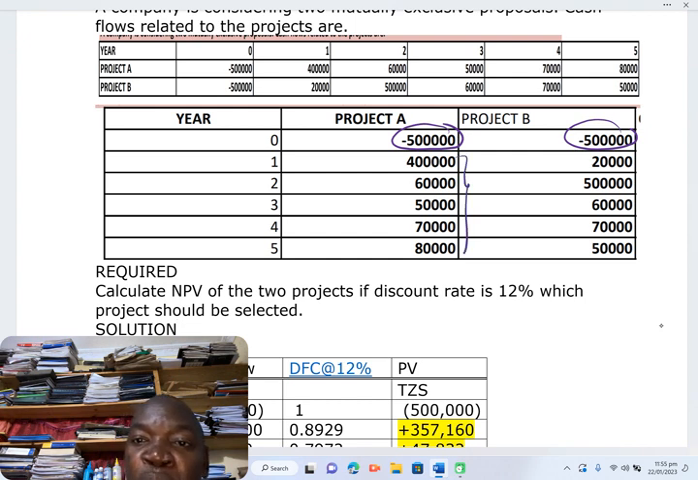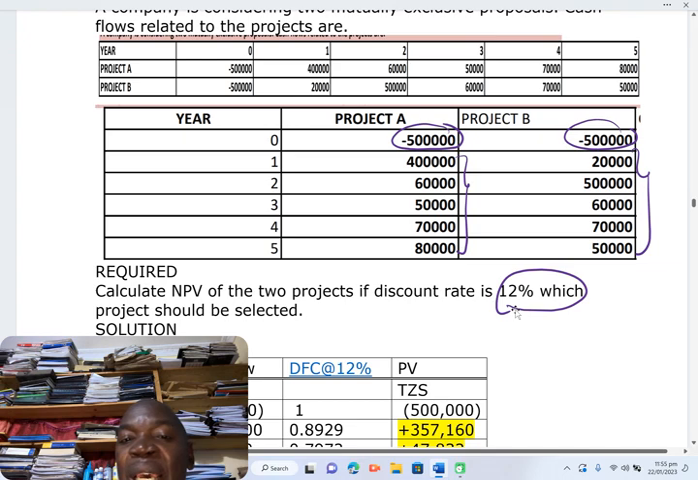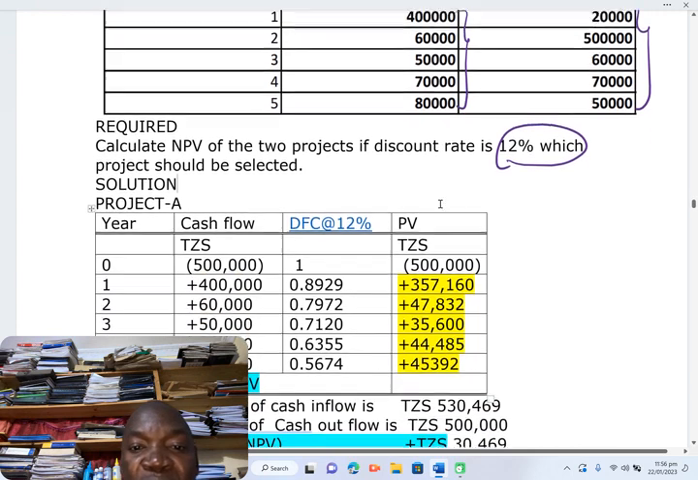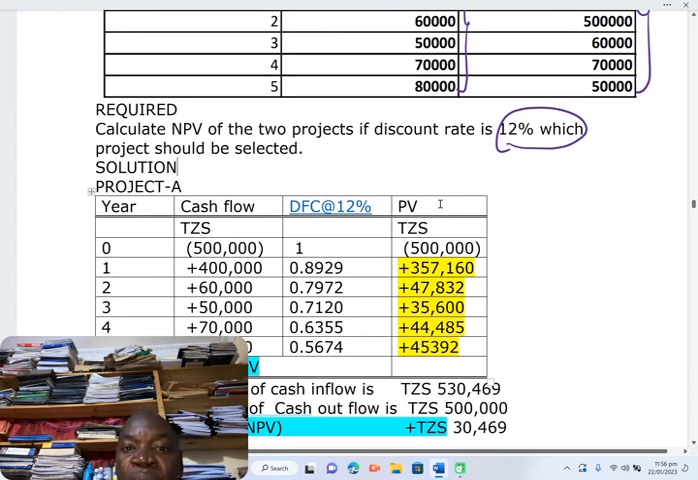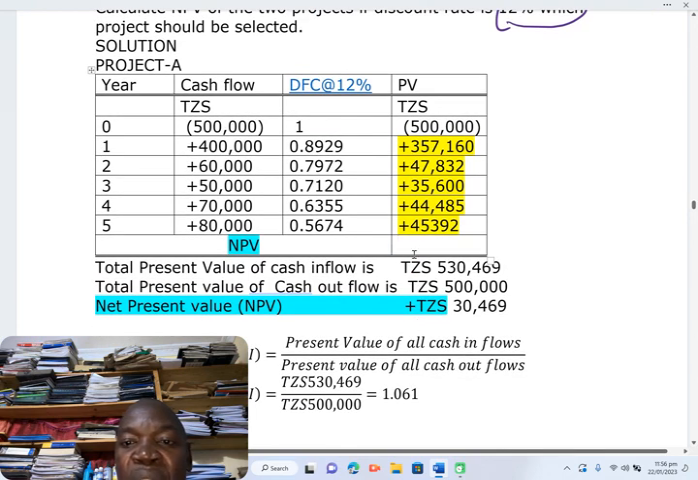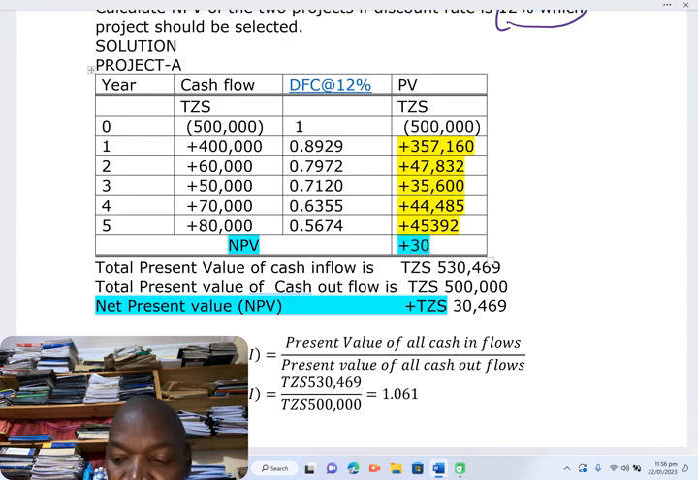But the cash flow streams of the 2 projects are different. Discounting factor is 12%. So a decision maker is advised to use NPV or PI, profitability index, to compute NPV of each project. For example, in project A, discount factor is 12%. So you have to generate these discounting factors and multiply them with cash flows to have this figure here. From here, you can compute the NPV, which is positive 30,469.